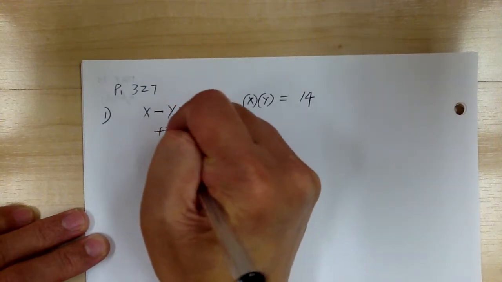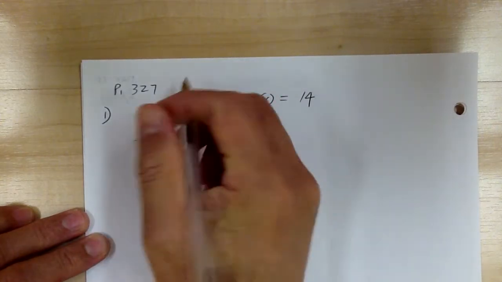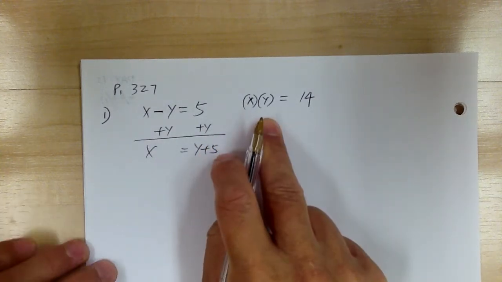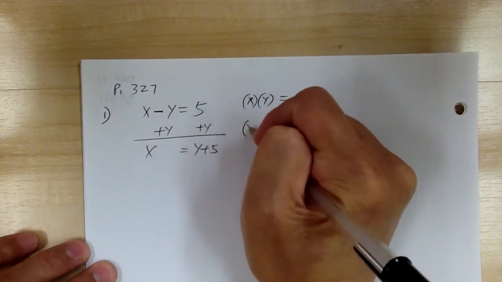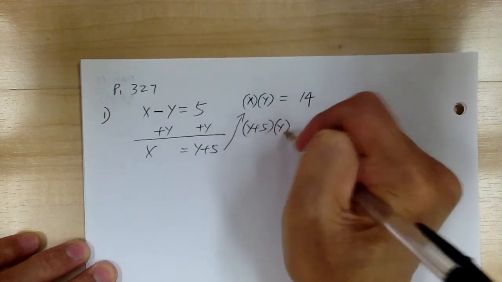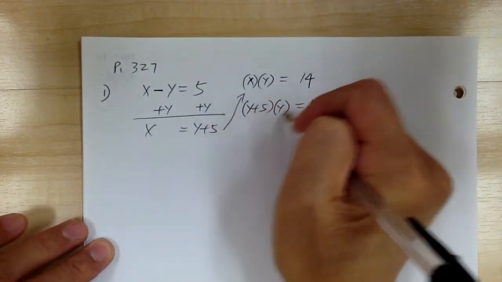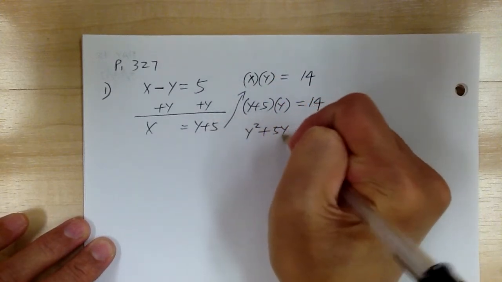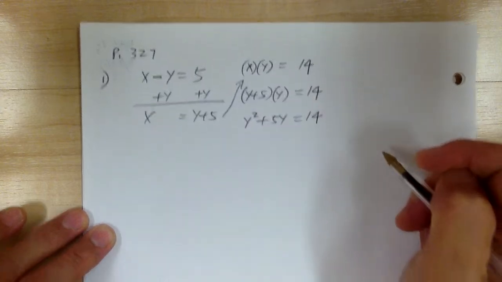So that's going to be plus y on both sides. So you've got x equal to y plus 5. You substitute, so you're going to get y plus 5 substituted into here, times y equal to 14. Then you multiply out, distribute. So you get y squared plus 5y equal to 14.